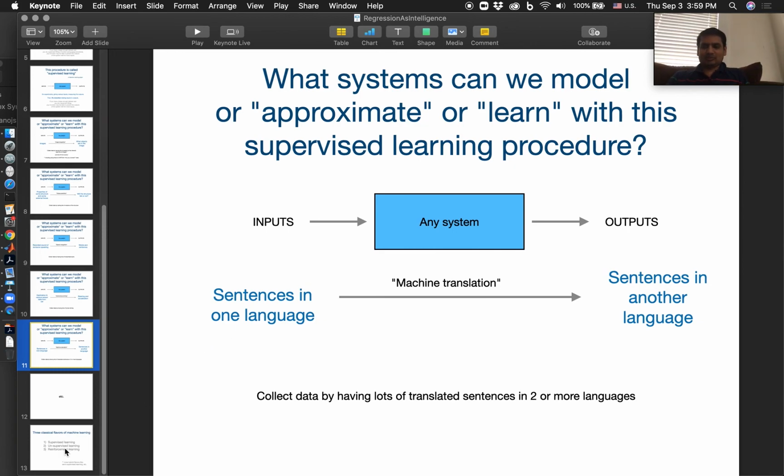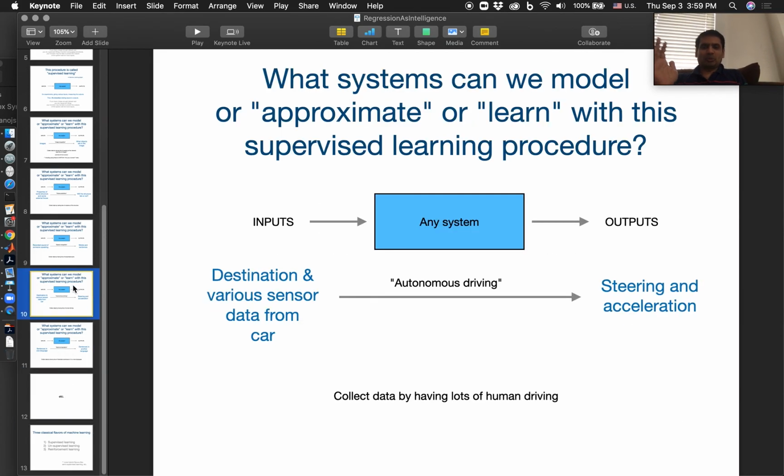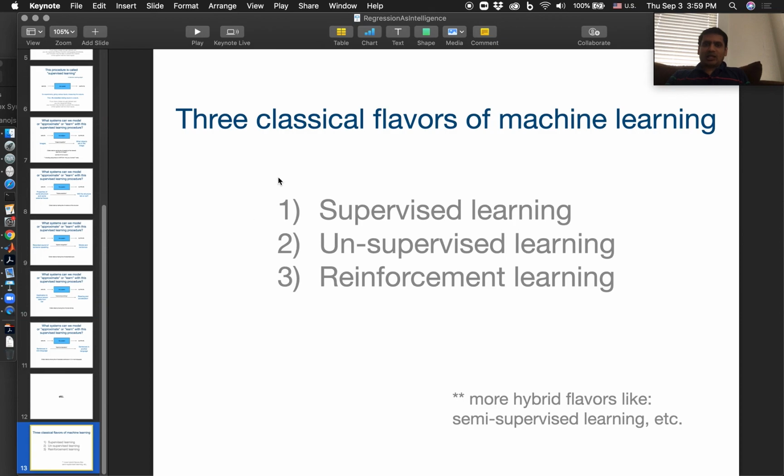That's one caveat. Okay, so that's basically called supervised learning. All these are supervised learning tasks. They, at least at this very high level, have a similar flavor. And I just wanted to say that classically machine learning has had three flavors: supervised learning, unsupervised learning, and reinforcement learning. And we'll talk about the other things in later lectures.